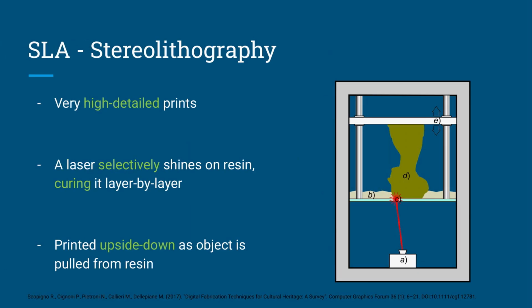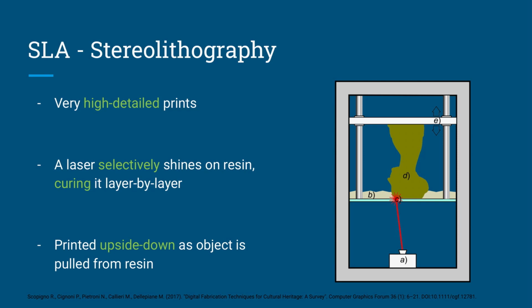Also, we have SLA 3D printing. And these are very high detailed prints because they use a laser to selectively shine on resin, and that cures it layer by layer. And SLA actually prints upside down as the object is pulled from the resin. So in the diagram on the right there, you can see the bed is actually pulling the object up and it's being printed upside down.